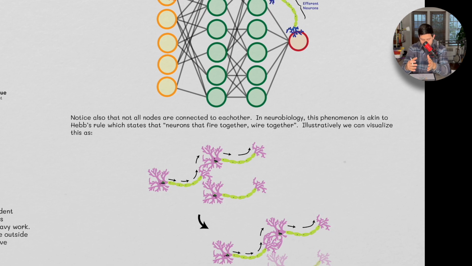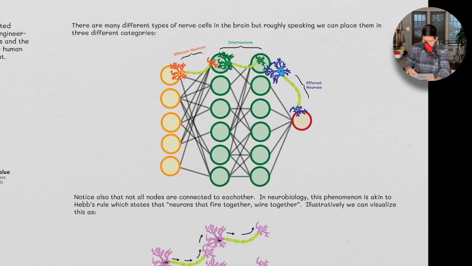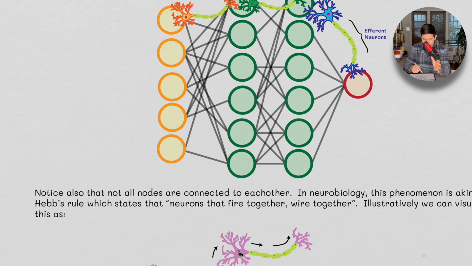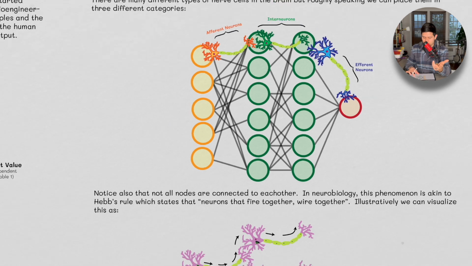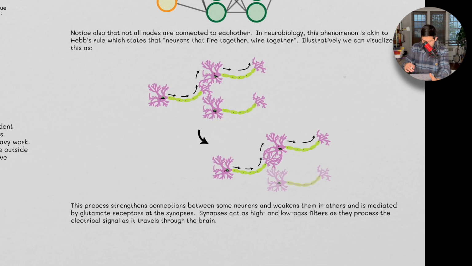All right, so notice how not all the nodes are connected to each other, right? This node is only connected to 2 nodes, okay? And in neurobiology, this phenomenon is akin to the Hebbian principle, or Hebb's rule, which states that neurons that fire together wire together. So weights are going to get stronger and stronger if there's more firing between them. That's really what this Hebbian rule alludes to, right?